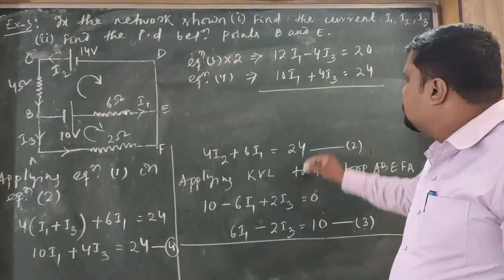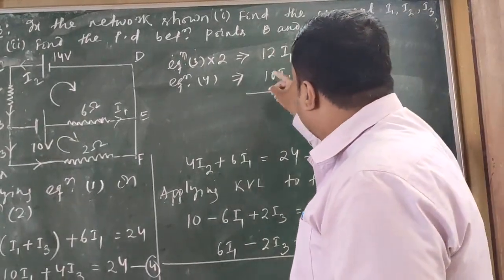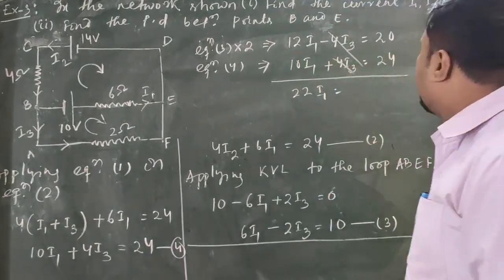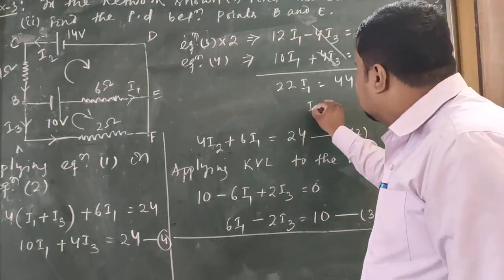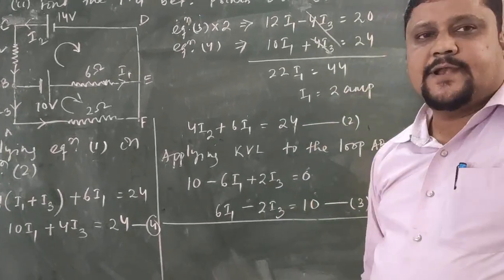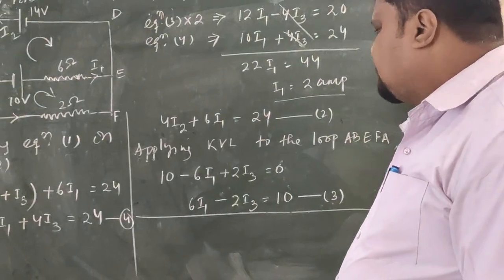Add these two. The I3 terms cancel. This is equal to 12 plus 10, 22 I1 is equal to 44. So I1 is equal to 2 ampere. Got it? So my I1 is 2 ampere. So I got the value of I1.